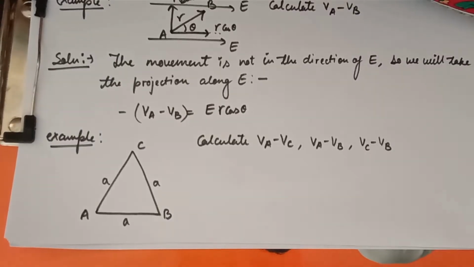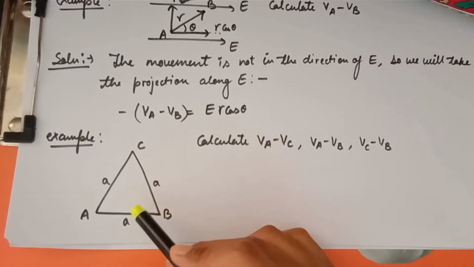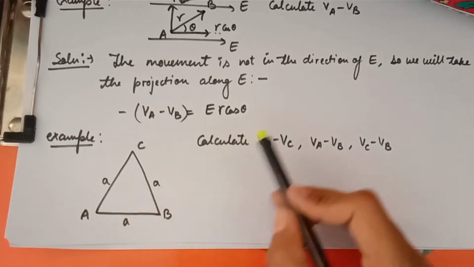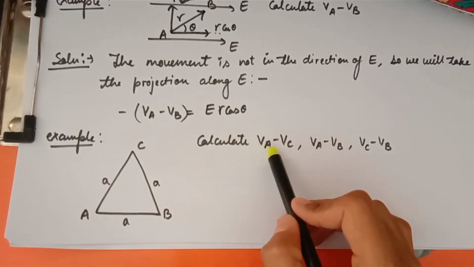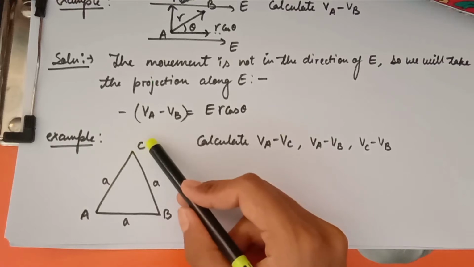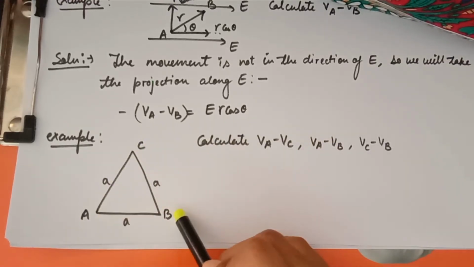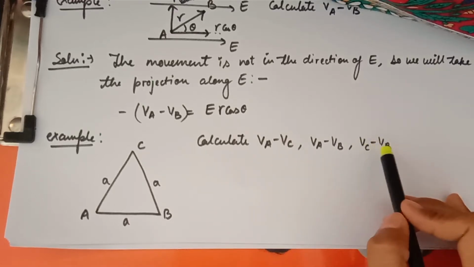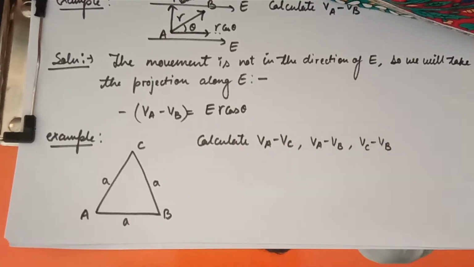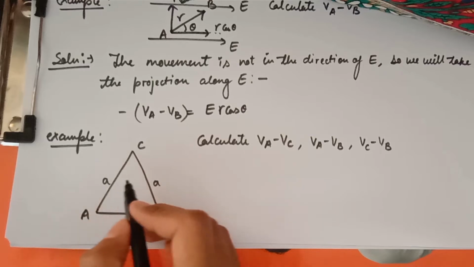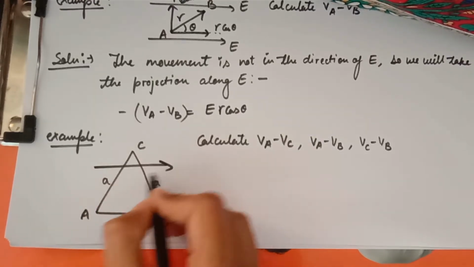Next example we will see. This is an equilateral triangle of side A, and the question is asking to calculate VA minus VC, that is the potential difference between these 2 points, the potential difference between A and B, and the potential difference between B and C. And it is given the electric field is like this.